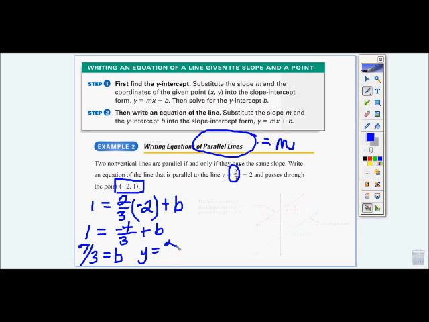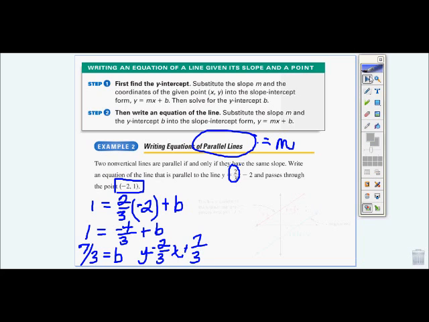So writing it in slope-intercept form, I would write y equals, and my slope we already found out is 2/3. Let me try writing that again. Y equals 2/3 x, and then my b is going to be plus 7/3, or if you wanted to, you can change that to 2 1/3.